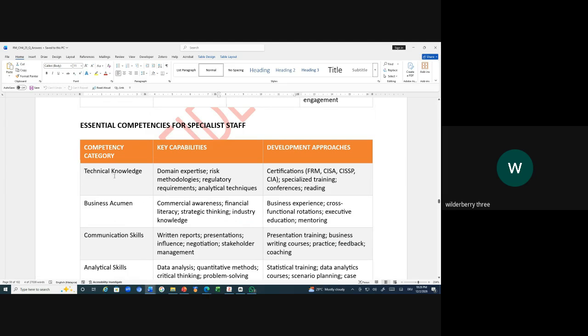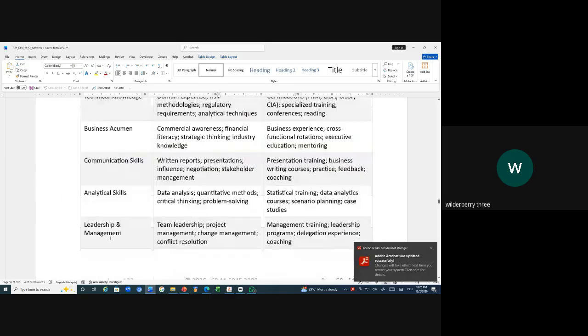You need technical knowledge, you need business acumen, you need communication skills, you need analytical skills. And analytical skills in risk management is very important, especially, let me say, on the enterprise management level, so that you can do quantitative analysis, critical thinking, problem solving, scenario planning, and so on. Scenario techniques, Monte Carlo simulation, and so on.